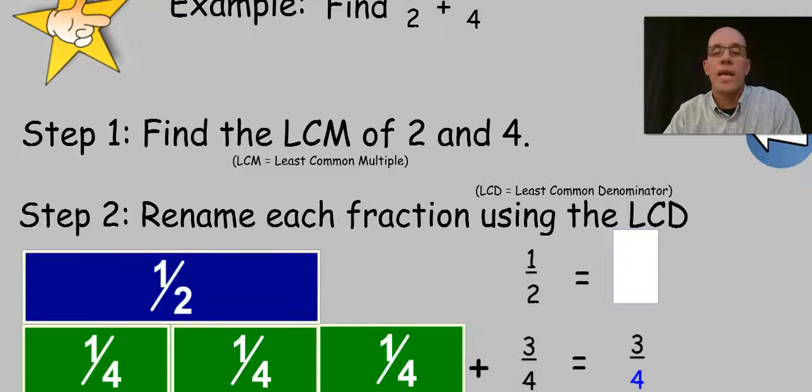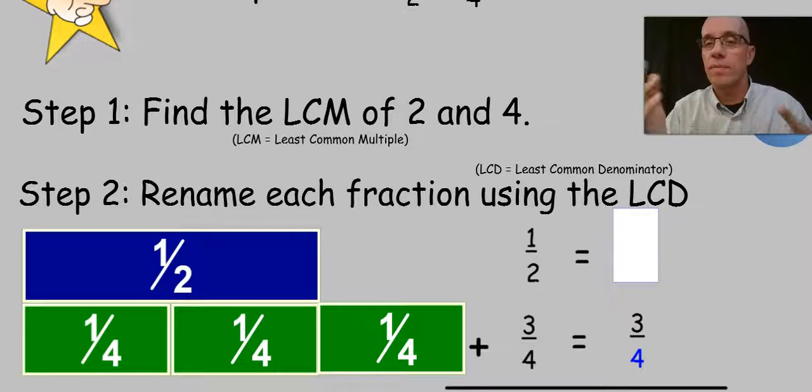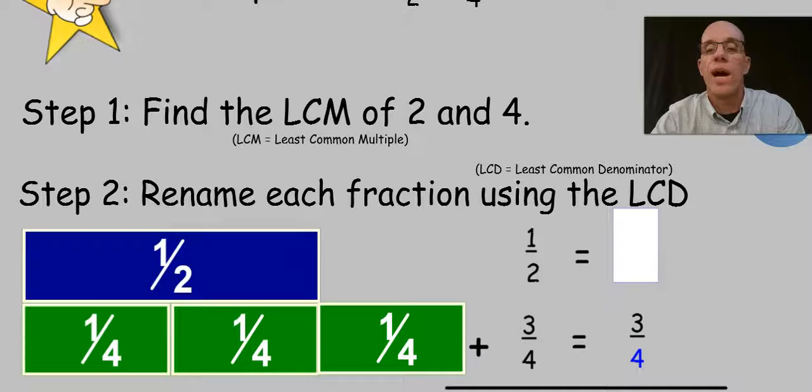So I have to rename each fraction. If I look at the model here, I can see that 1/2 is equivalent to 2/4. But what if I didn't have that model? Eventually we're going to get so that we're not using models. I can multiply 1/2 by 1 and always end up with 1/2. Well, that's essentially what I'm going to do here.